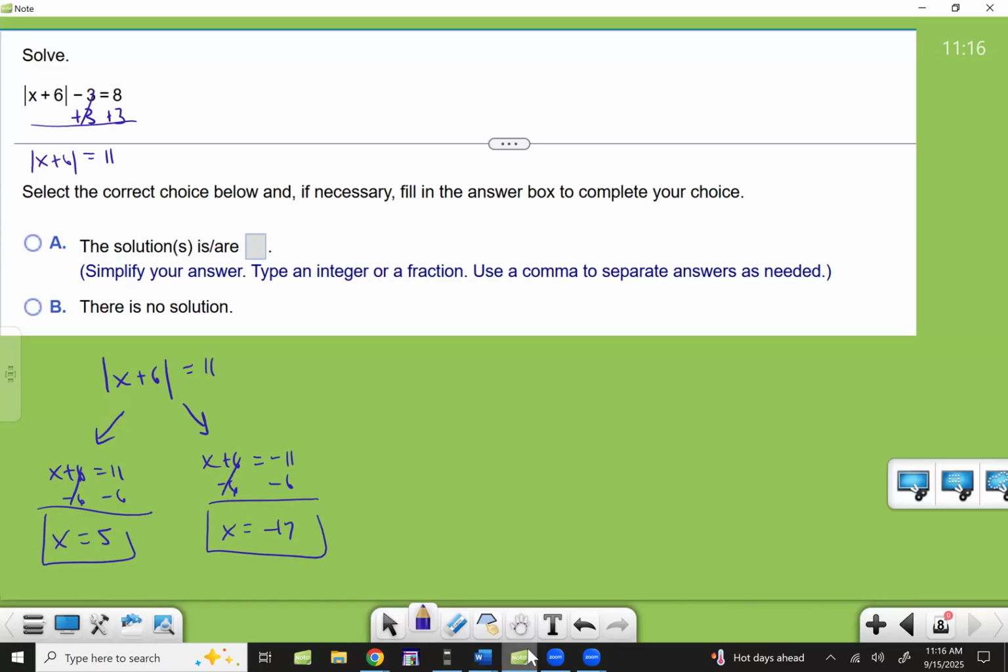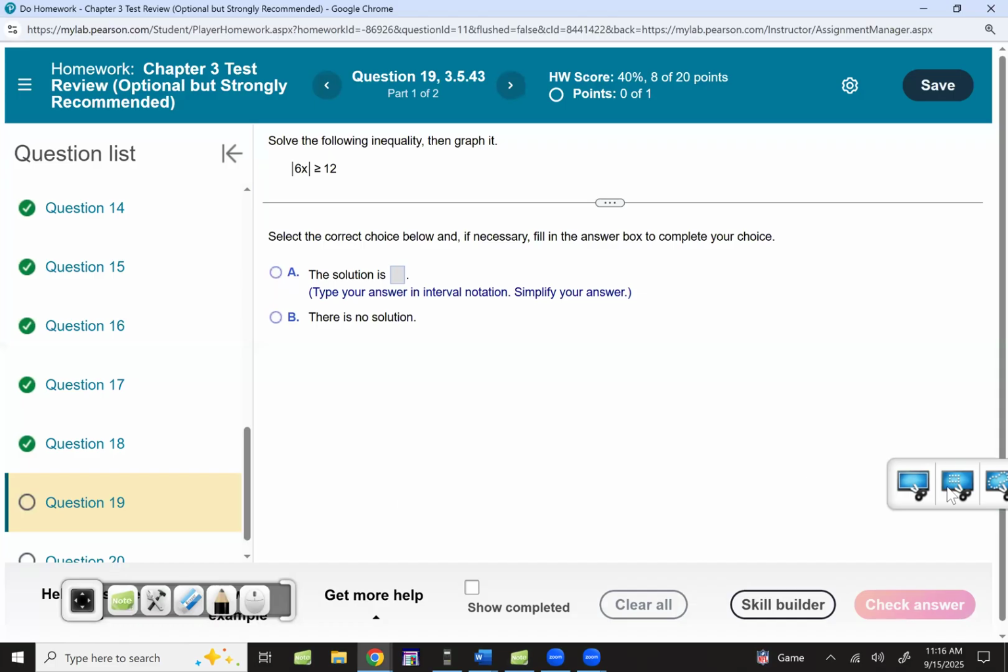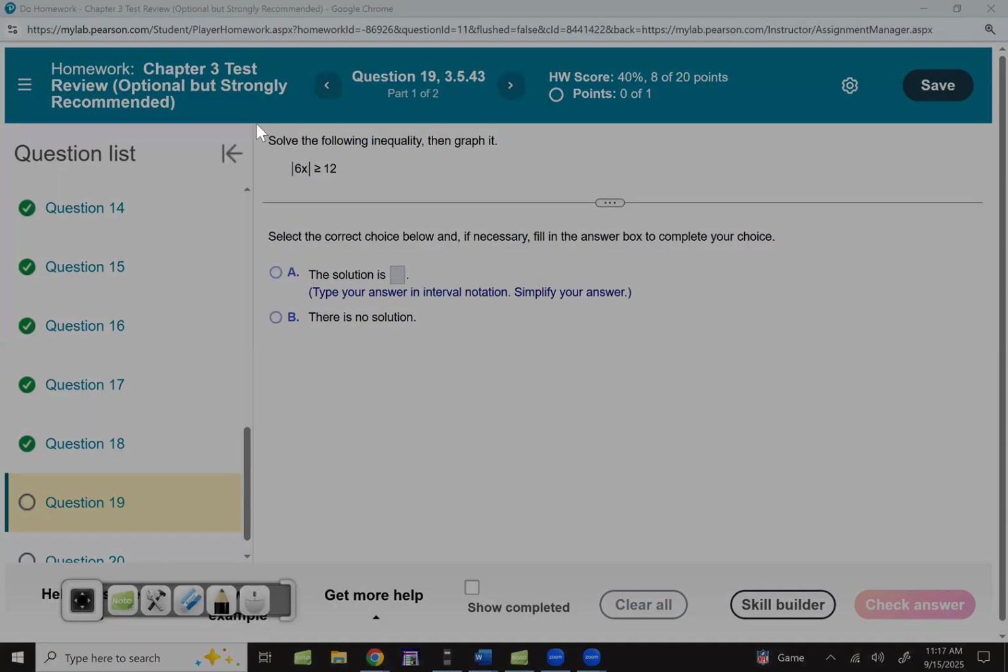Is that all right? So isolate the absolute value, do your 2 cases, then solve. Okay. Still not too bad, but a lot of students forget to do the 2 cases. When I'm grading, that's usually the issue.